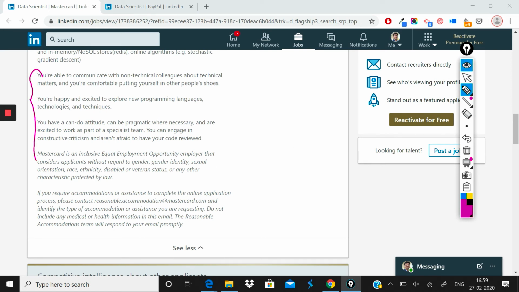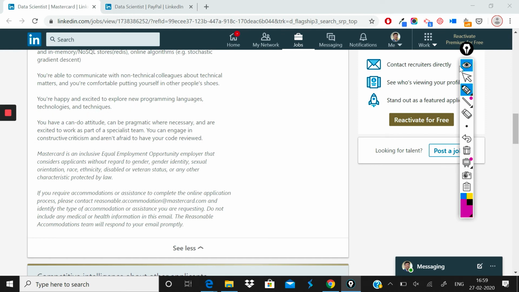Apart from that, they have mentioned the standard things that are mentioned in most data science roles. You are able to communicate with non-technical colleagues about technical matters, and you're comfortable putting yourself in other people's shoes. And you are happy and excited to explore new programming languages, techniques, and technologies. In fact, the whole reason you are in the program right now is because you are excited about learning new languages and technologies. And I think this is something that you would enjoy about this role as well.